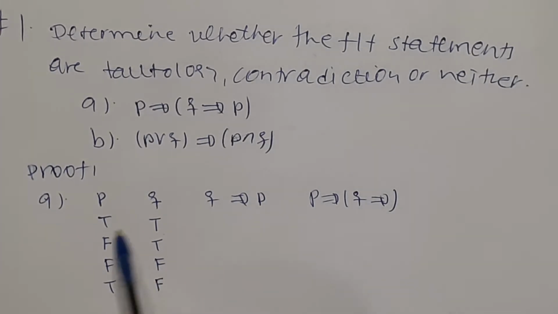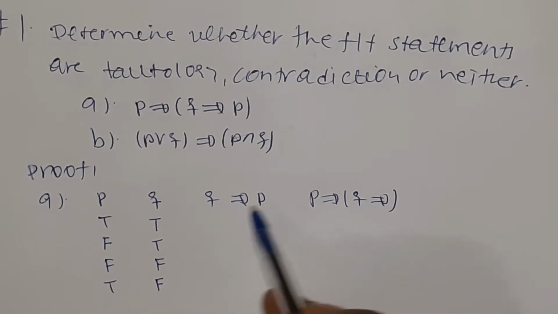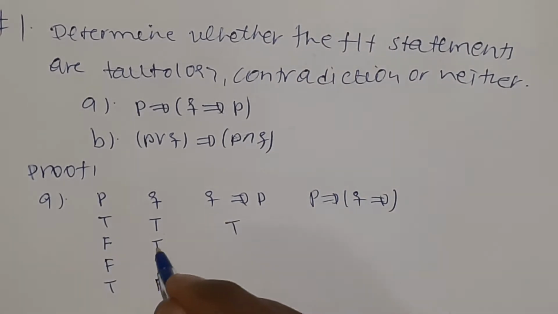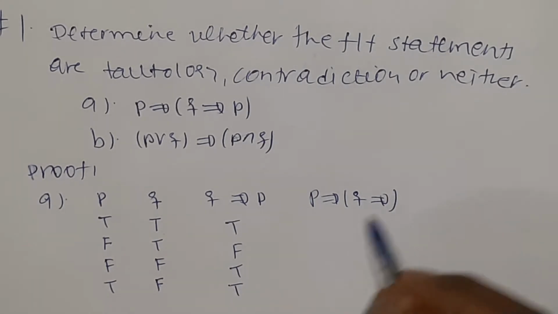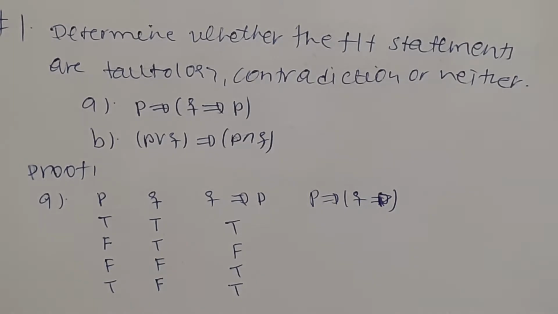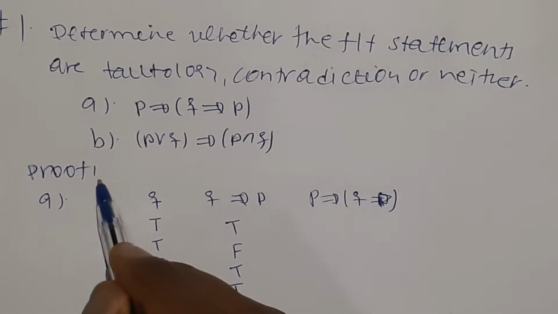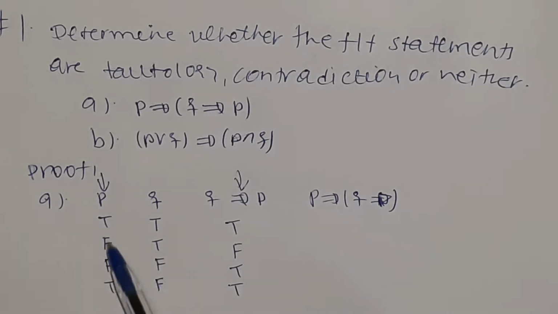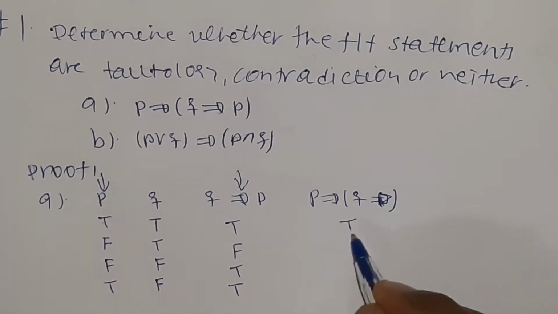So depending on the truth values of P and Q, Q implies P would be: true implies true is true, true implies false is false, false implies false is true, false implies true is true. And here the truth value of the given compound statement, in order to fill this column, we have to consider the first column and third column. So true implies true is true, false implies false is true, false implies true is true, true implies true is also true.